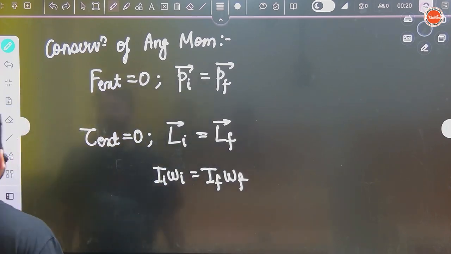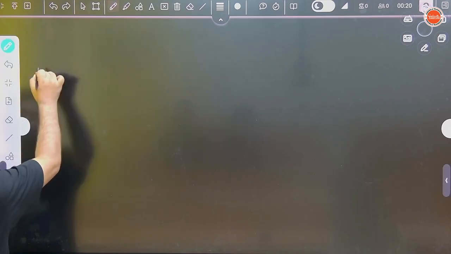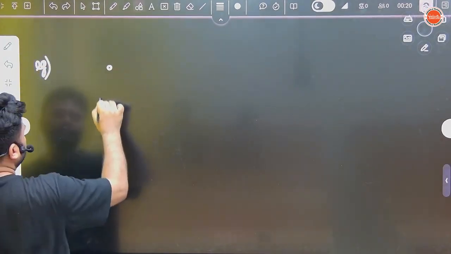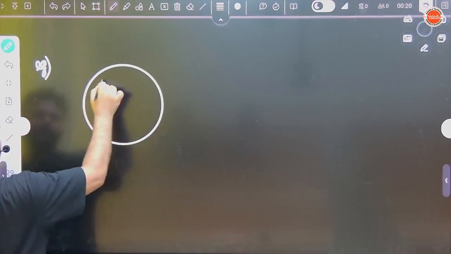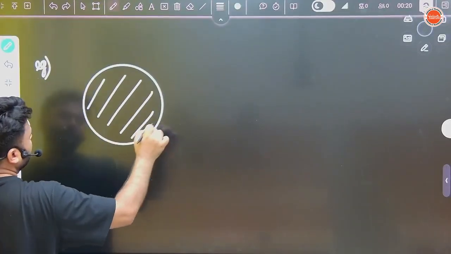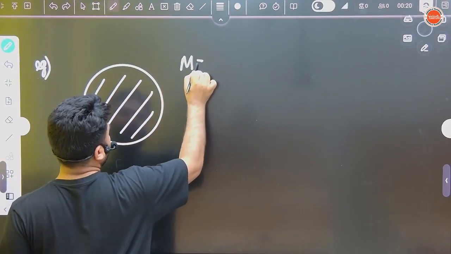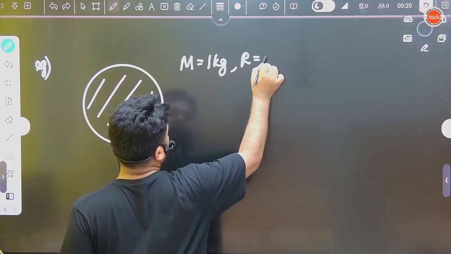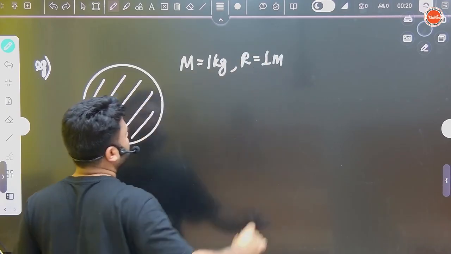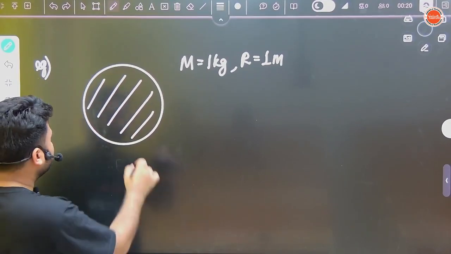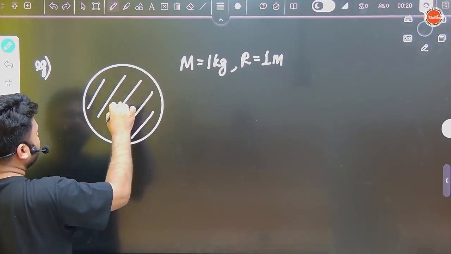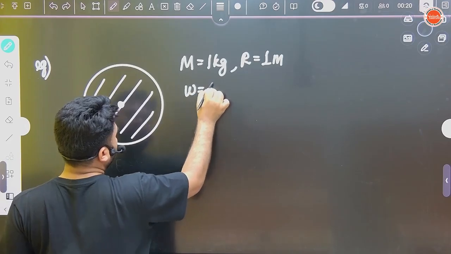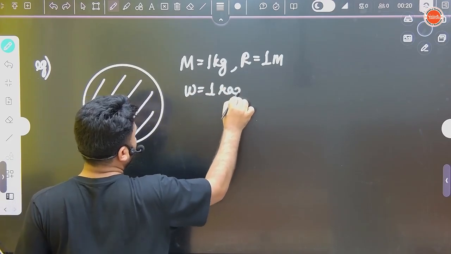For example, what kind of question can be asked here? They will say that there is a disk. This is the disk. Mass of the disk is 1 kg. Radius of the disk is 1 meter. And this disk is rotating about this Z axis with angular speed 1 radian per second.